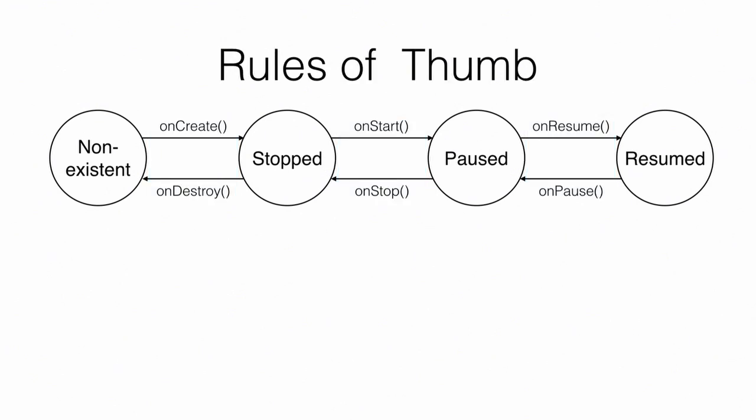Okay, and there are other various rules of thumb that you'll learn as you make more and more Android apps. In on create, you may want to be checking the saved instance state bundle. You will be setting up which layout file your activity is going to be associated with. You may be setting listeners on buttons, etc.